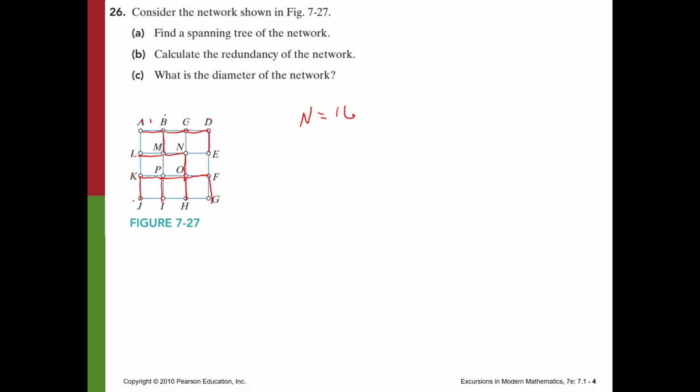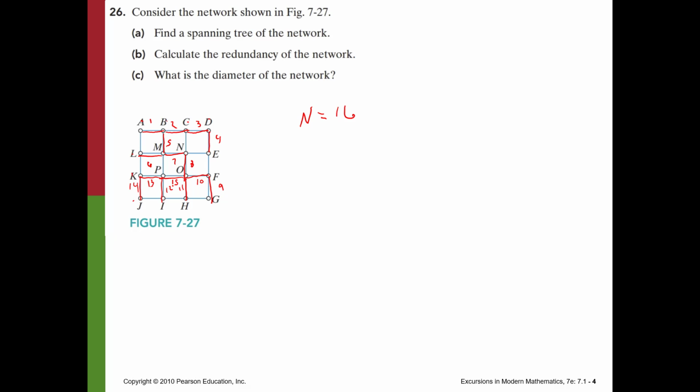1, 2, 3, 4, 5, 6, 7, 8, 9, 10, 11, 12, let me count them again. 1, 2, 3, 4, 5, 6, 7, 8, 9, 10, 11, 12, 13, 14. I'm supposed to have 15, so either I counted wrong, didn't count one, or I am not connected. And I see the one that I didn't count. It's this one right here. Since I have my 14, this is 15, right?